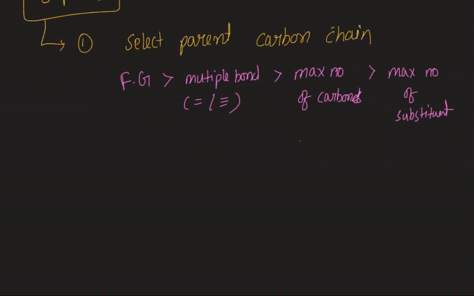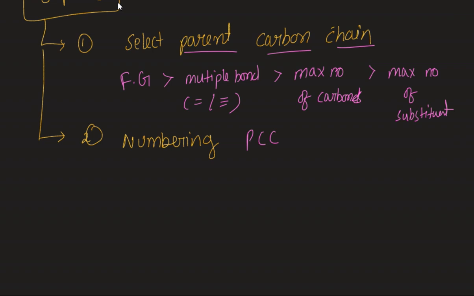Next, after selecting the parent carbon chain, the second step is numbering. While numbering, many students get confused: ma'am, should I start from left to right or right to left? Numbering the PCC, the parent carbon chain, also has a priority order. First, start with the functional group. If there is no functional group, go for the multiple bond, that is, double bond or triple bond. If you still get the same number, then go for the substituent.